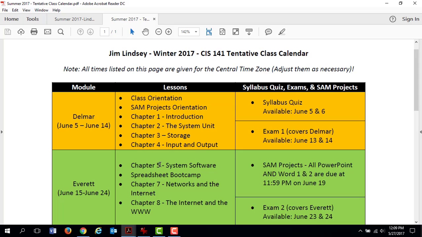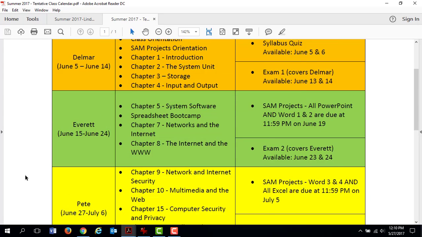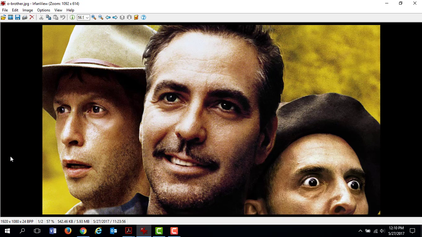Now, I like to name my modules or chunks of the class after fictional characters, typically, because it just helps people remember what they're working on and what's going on. These 3 characters, Delmer, Everett, and Pete, of course, are the 3 guys that were in the movie Oh Brother, Where Art Thou. If you ever saw that movie, it's these 3 guys right here. And so we're going to start with Delmer, and then we're going to go to Everett, and then we're going to go to Pete over here. So these are our 3 guys that our modules are named after.